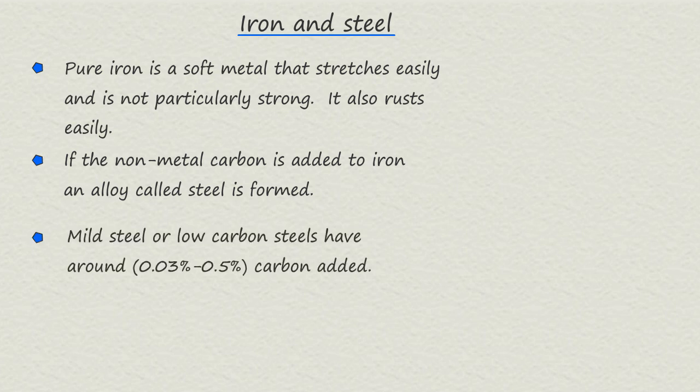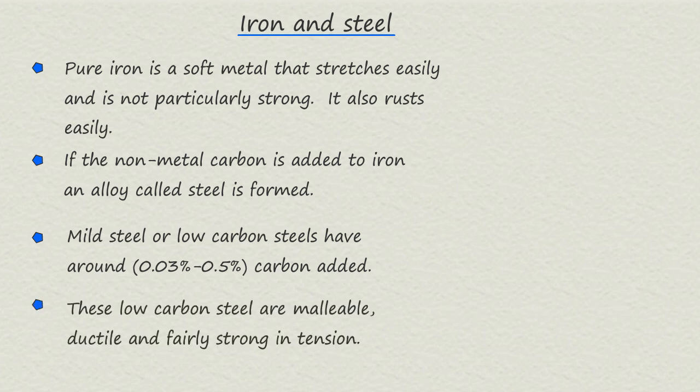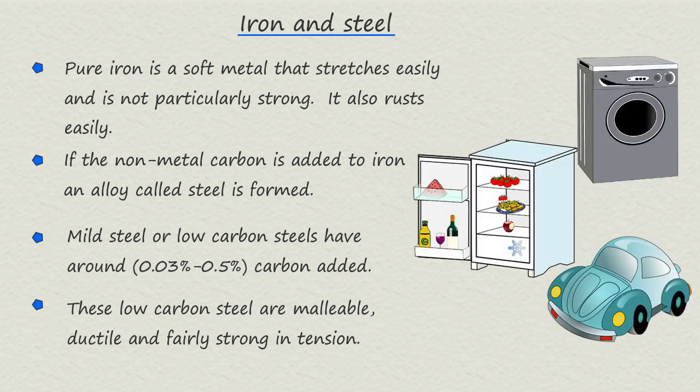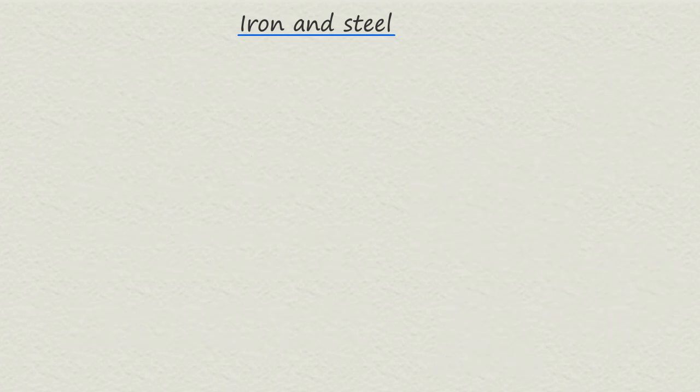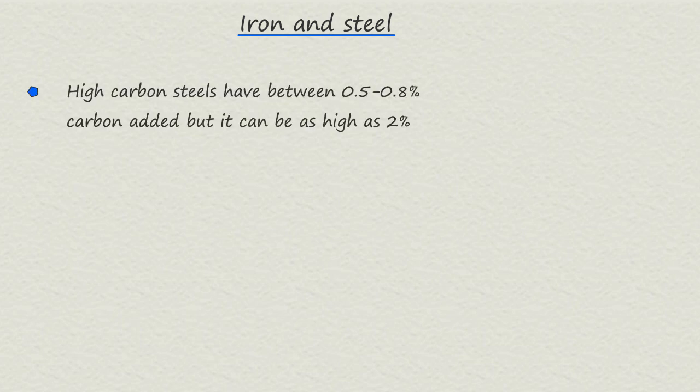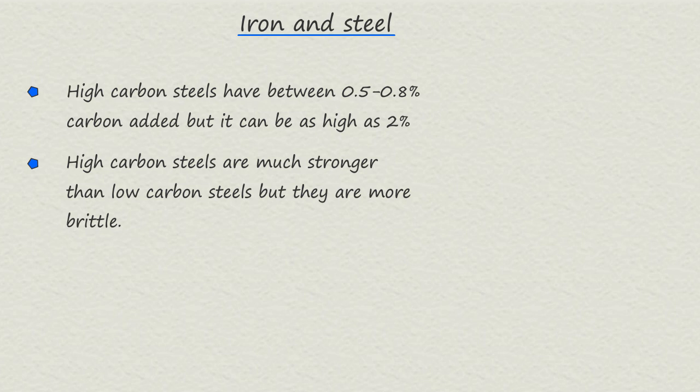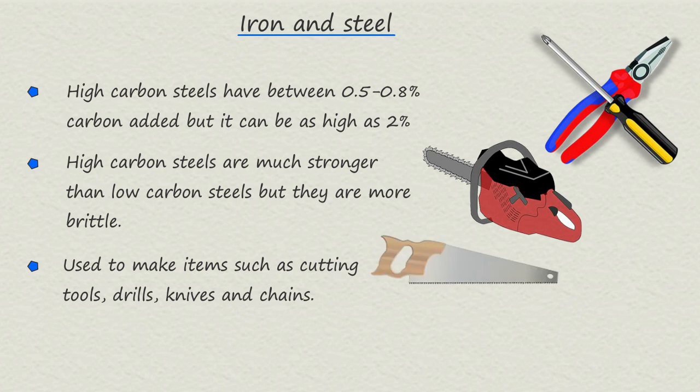The simplest and cheapest steels are called carbon steels or mild steels. These are alloys of iron which contain between 0.03 and 0.5% carbon. They are malleable, ductile and strong in tension. These low carbon steels are used to make items such as fridges, washing machines and car parts. High carbon steels have a much higher carbon content, up to 2% and sometimes even a little higher. These high carbon steels are stronger than low carbon steels, but they're more brittle. High carbon steels are used to make items such as tools, chains, saws and drills.